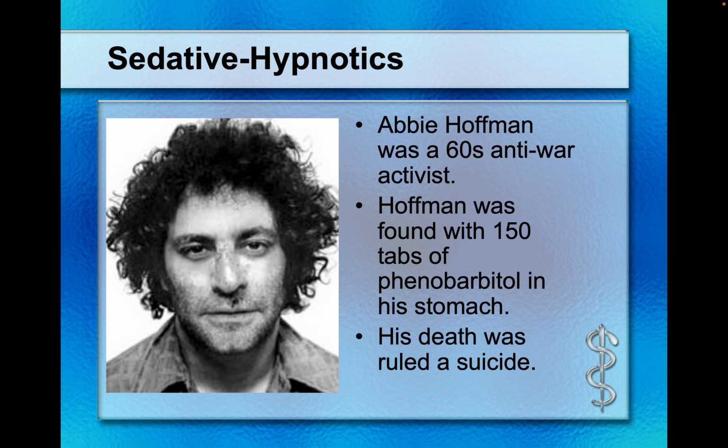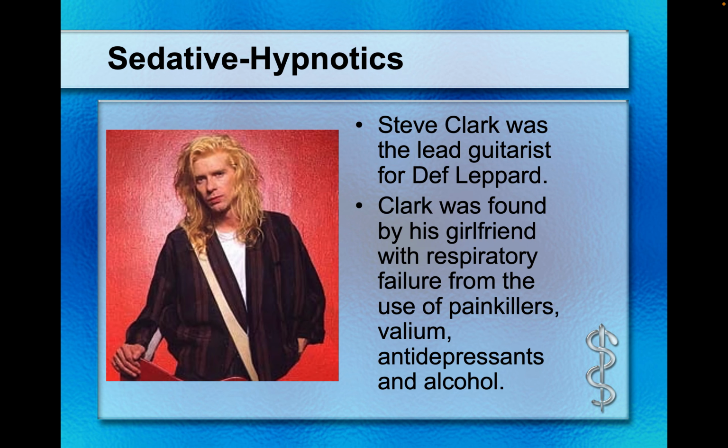Whoops. Abbie Hoffman was a 60s anti-war activist. Hoffman was found with 150 tabs of phenobarbital in his stomach. His death was ruled, of course, a suicide.